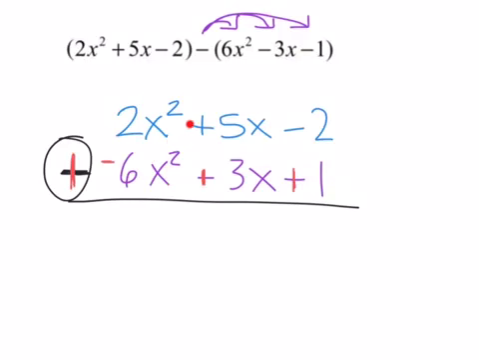So 2x squared plus negative 6x squared. Well, we know we're going to be left with x squared. Positive 2 plus negative 6 is negative 4. Our next terms are both x terms, and we have positive 5 plus positive 3. Well, that will give me 8. So plus 8x. And lastly, we have negative 2 plus positive 1, and negative 2 plus 1 is negative 1.